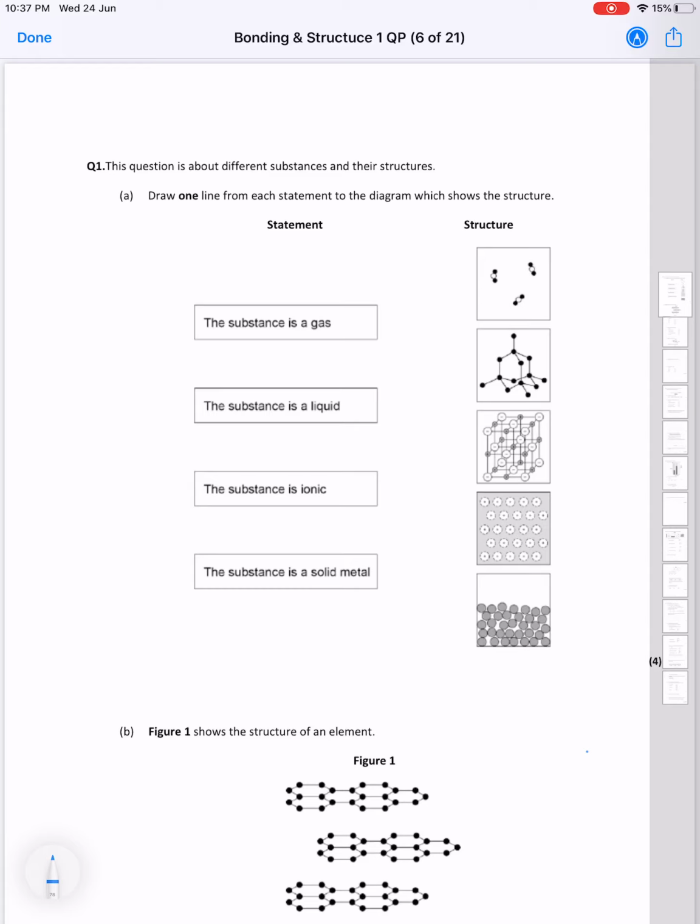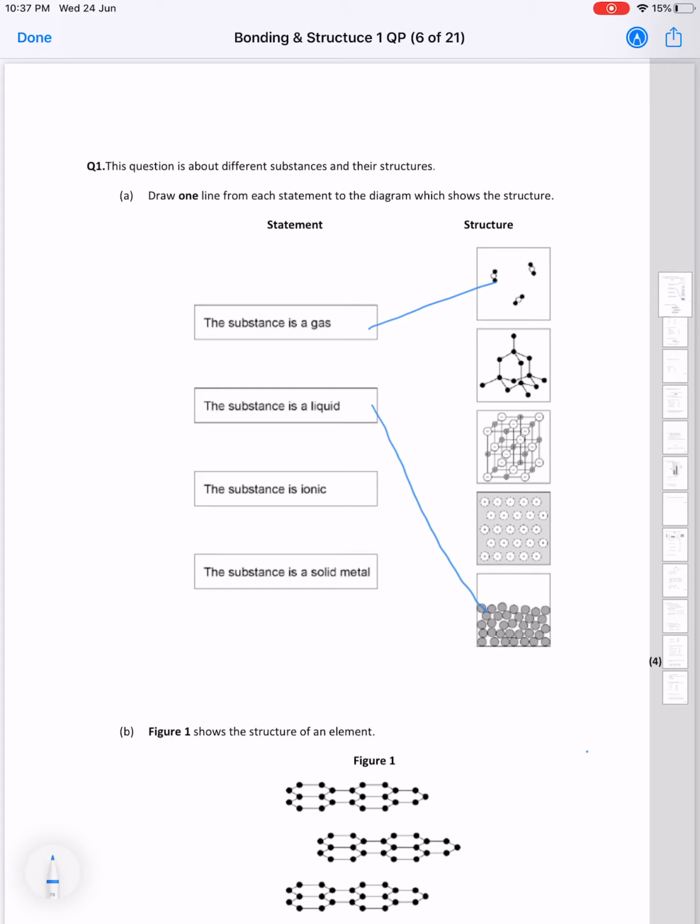Which one of these substances is a gas? That's an easy question. I would say the gas has particles that are really separated from each other, so I would go for this one. Which substance is a liquid? Now the liquid still has some spaces between the particles that allow the liquid to slide over each other, so I would choose that one.